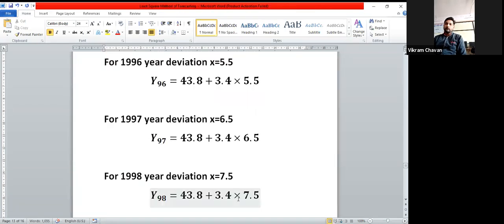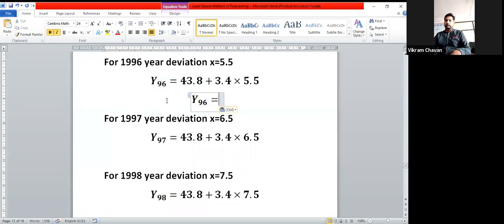Do the calculation for 3 years and let me know your answers in the chat box. The value should be in 1,000. Whatever answer you are getting, you have to multiply it by 1,000 and you'll get the complete value, the actual sales, because the given data is provided in 1,000.